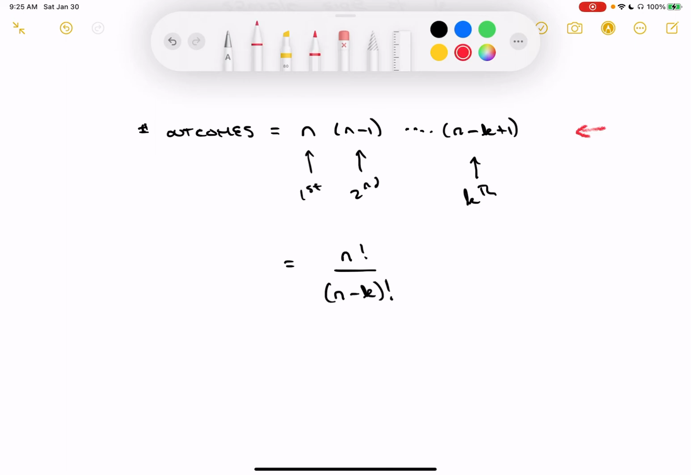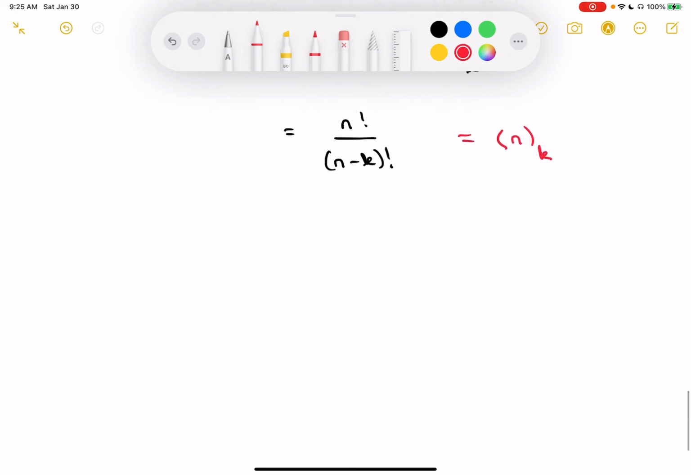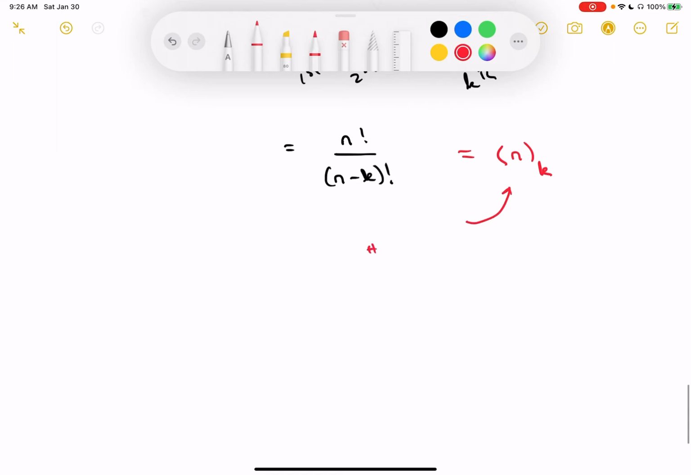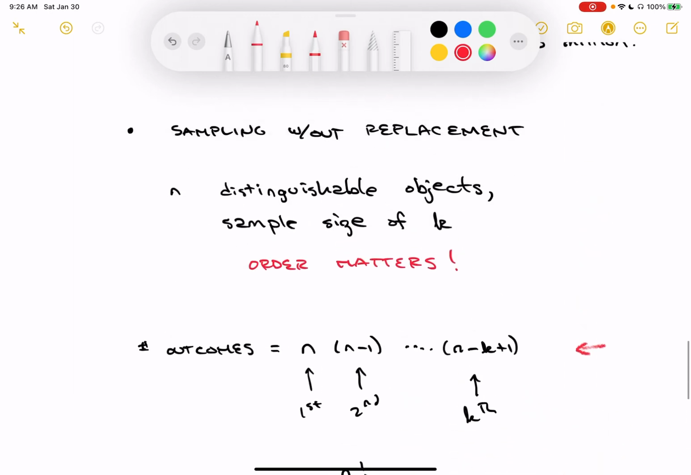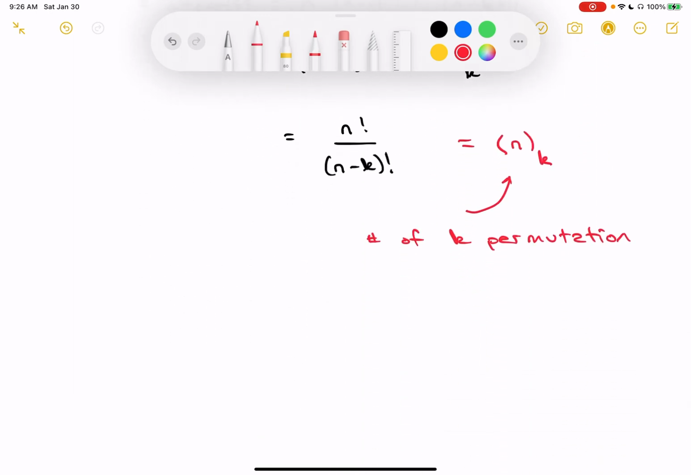I'm also going to say that this whole thing has a specialized notation. The notation that you'll see in the book is a parenthetical n and subscripted k. And what they call this is the number of k permutations. So we draw k objects from a sample of n without replacement, and this tells me the number of permutations, the different ways that we can get that done. Permutations are just different orderings of things. So you'll also see this particular case, which we started out by saying sampling without replacement, referred to as k permutations, something along those lines.